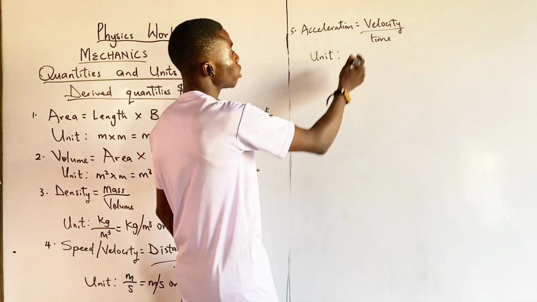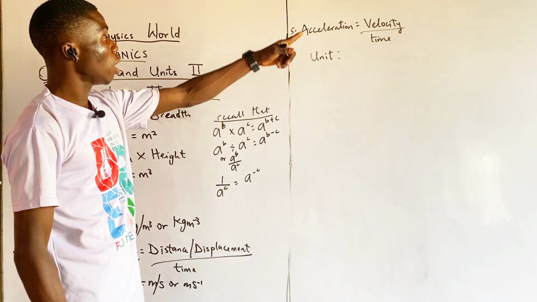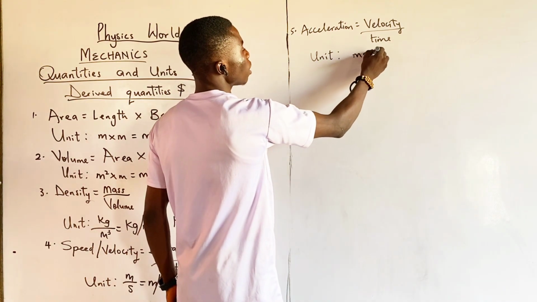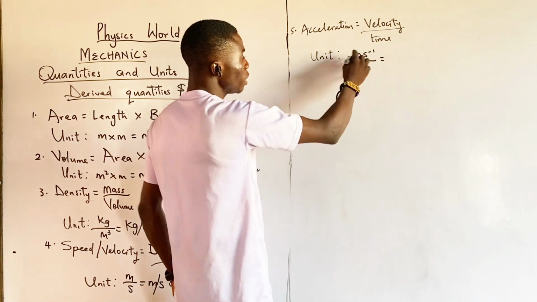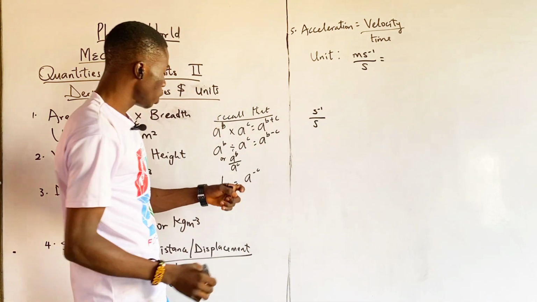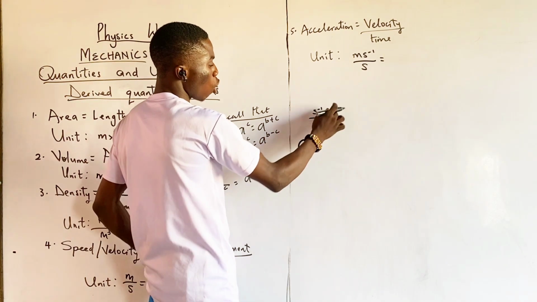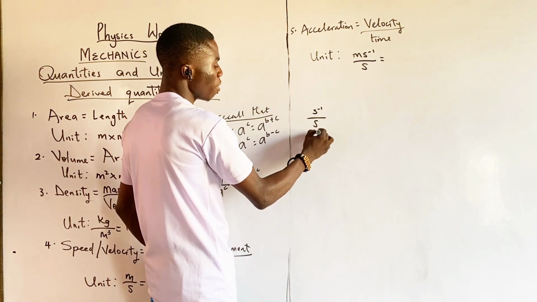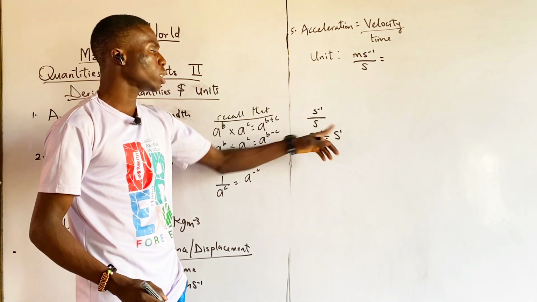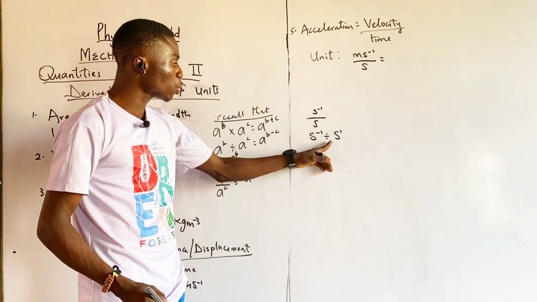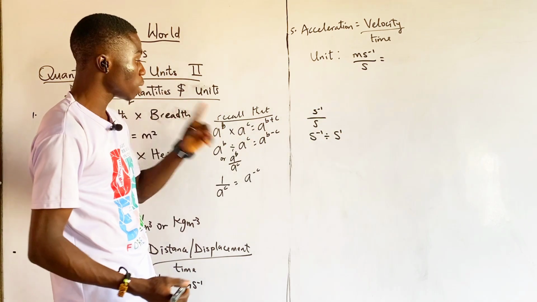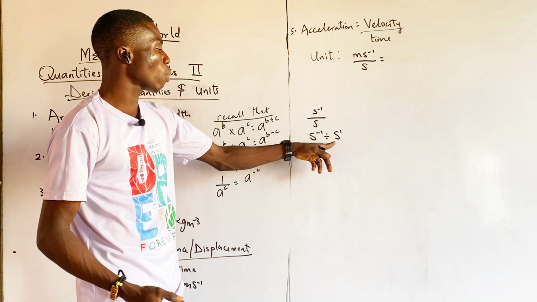Now for acceleration, the unit of velocity is what? Meter per second. So we say it is meter per second over time, which is second. Let me just perform one mathematical step using this formula. If I bring this one up, you know this means division. So I can have m s minus 1 divided by s raised to power 1. Remember, I put division, so I'm not going to bring it up.